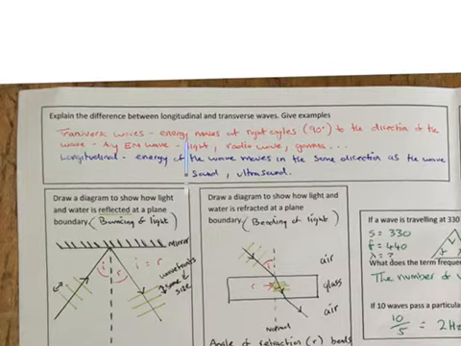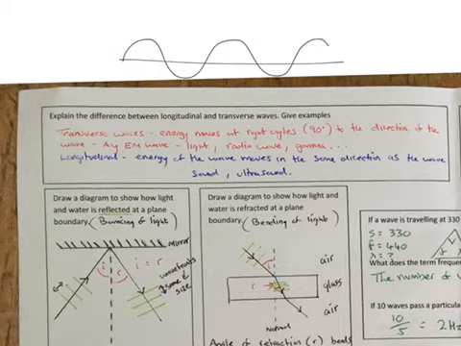A transverse wave is where the energy moves at right angles, or 90 degrees, to the direction of the wave. So if the wave is going this way, the energy is going up and down. And you'll often see a transverse wave like that. And then longitudinal, on the other hand, is where the energy of the wave moves in the same direction as the wave. So I'm not going to draw that diagram, but if the direction of the wave is this way, then the energy of the wave is going to follow, and there are diagrams we can use to show that.